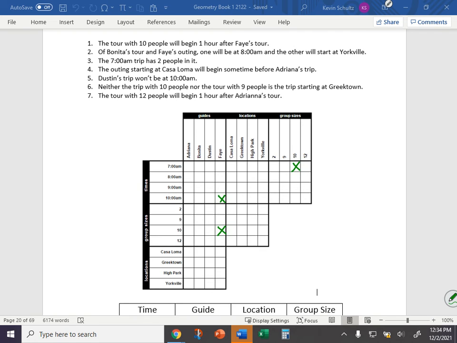Okay. Some folks have their hand up here. What can we eliminate or conclude from clue number 2? The 8 a.m. trip can't be going to Yorkville because there are 2 different trips. Okay. So whenever a clue has 2 different things in it, you can usually eliminate, right? And you should have some experience with the math packets. You've had 2 or 3 of them now. But 8 a.m. and Yorkville can't be headed there.